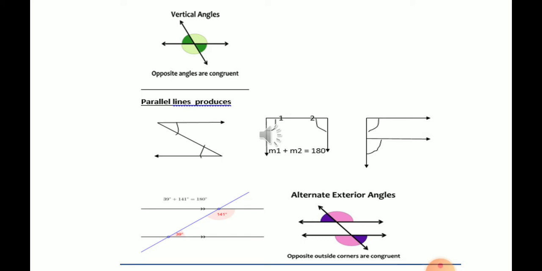The second one, Batul, in the shape of U. The sum of the two angles will be equal to 180. The third one, the sum of them is 180.